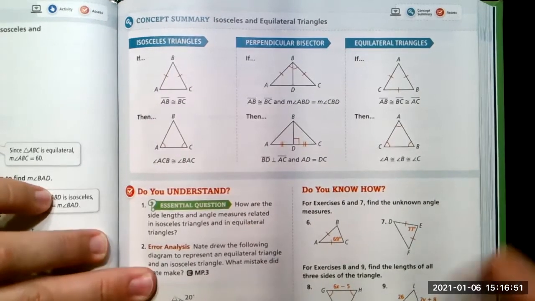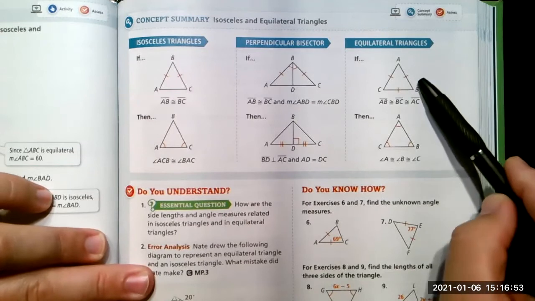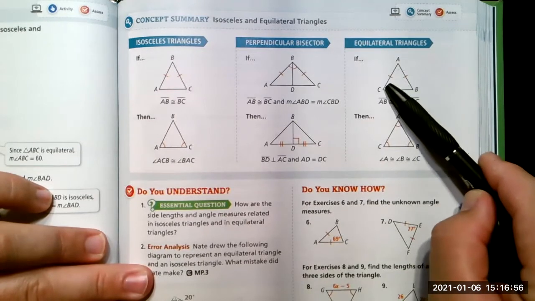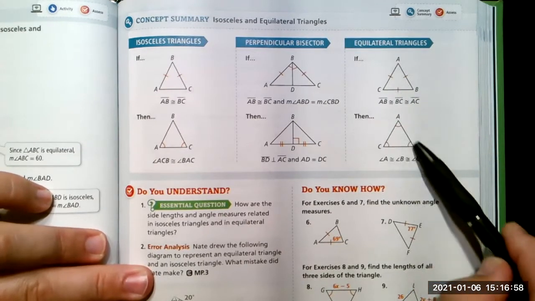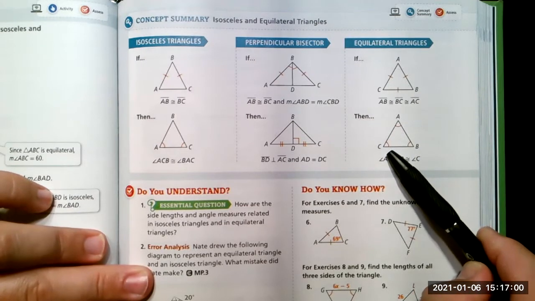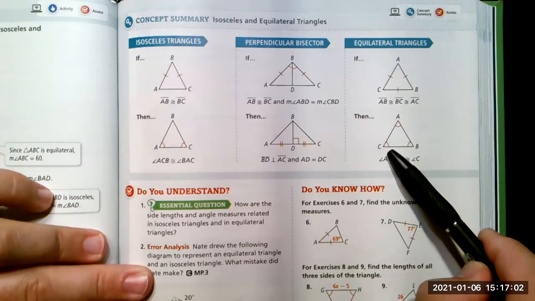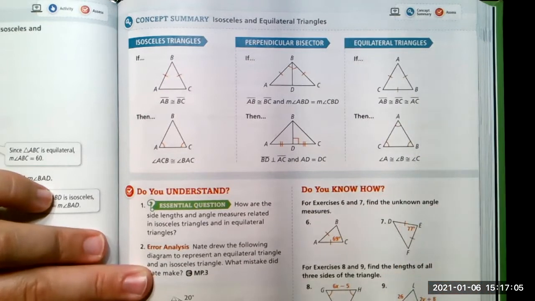The other one is equilateral triangles. All three sides are the same length, guaranteed. All three angles are the same measurement. And again, vice versa. If all three angles are the same measurement, then all three sides have to be the same length.